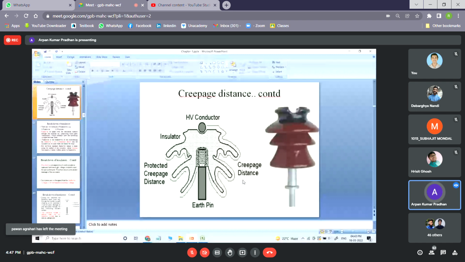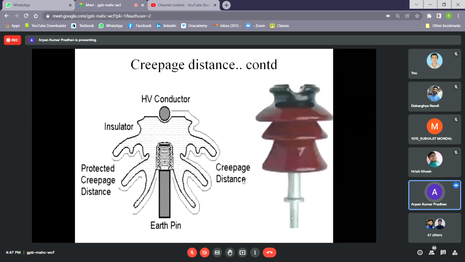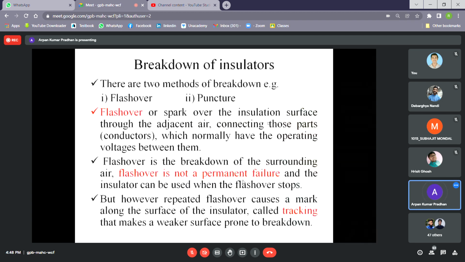And typically the insulator looks like a pin insulator. You can say this is the earth pin and there is a groove, so this portion is known as the creepage distance, and the inside of this is known as the protected creepage distance. Now, as I mentioned, there are two most important things you have to know while discussing the insulator: one is flashover voltage, another one is puncture voltage.